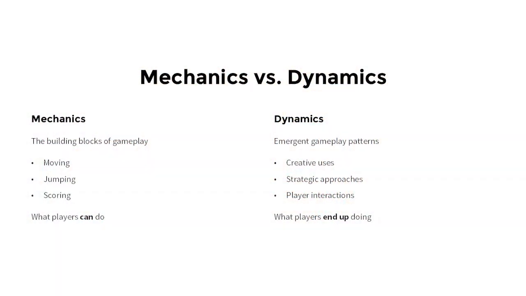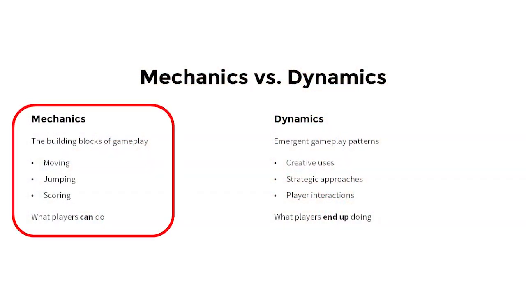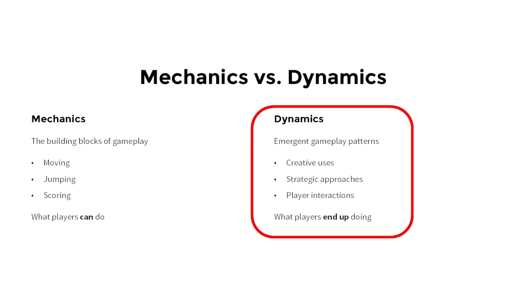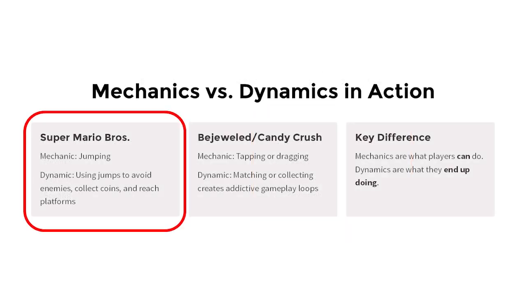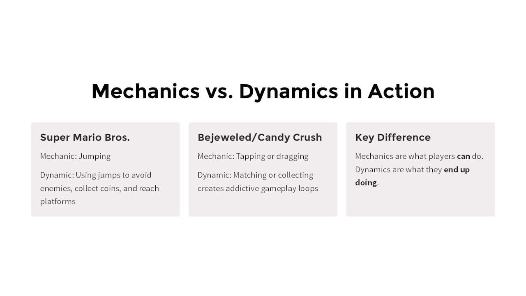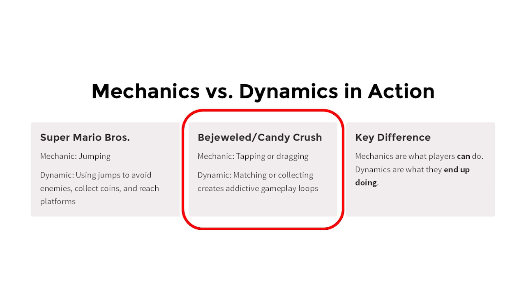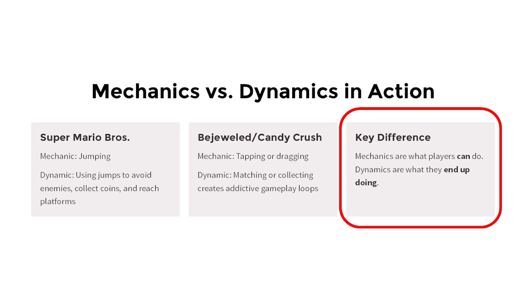So what exactly is the difference? Mechanics are the building blocks, moving, jumping, and scoring. Dynamics are what happens when players use those blocks creatively or strategically. Let's examine Super Mario Bros. Jumping is a mechanic. Using jumps to avoid enemies, collect coins, and reach platforms? That's a dynamic. Hyper-casual games often rely on a single mechanic, like tapping or dragging, but that alone doesn't create engagement. Add dynamics like matching or collecting, and you get addictive loops like Bejeweled or Candy Crush. In short, mechanics are what players can do, but dynamics are what players end up doing.